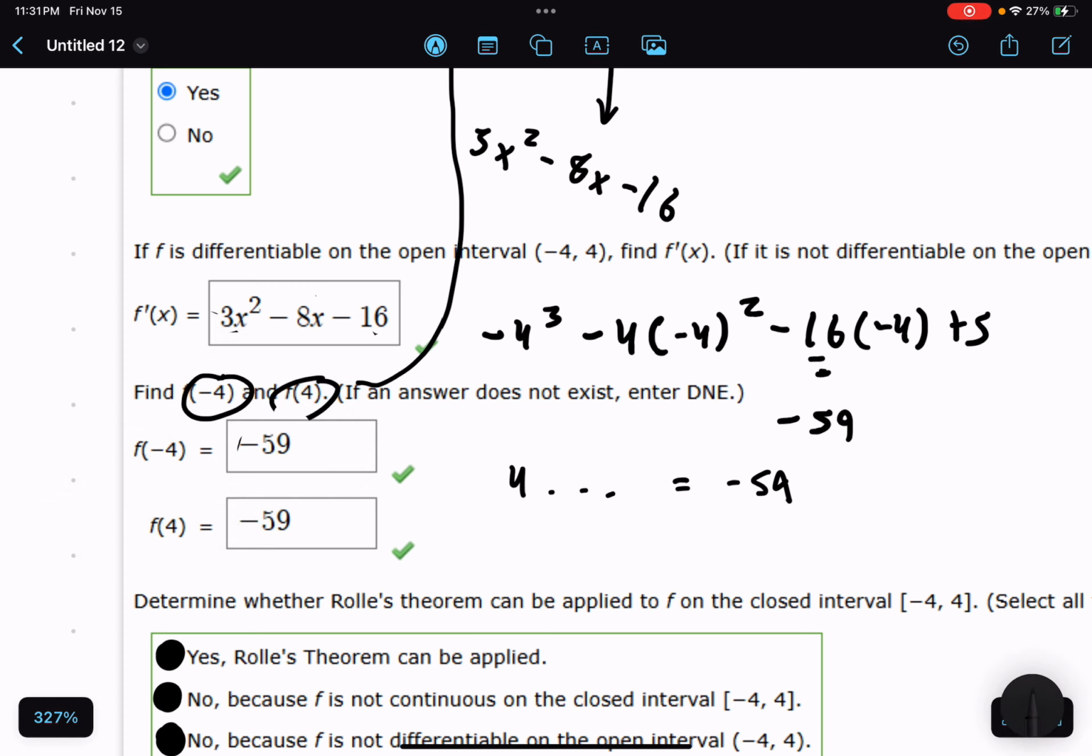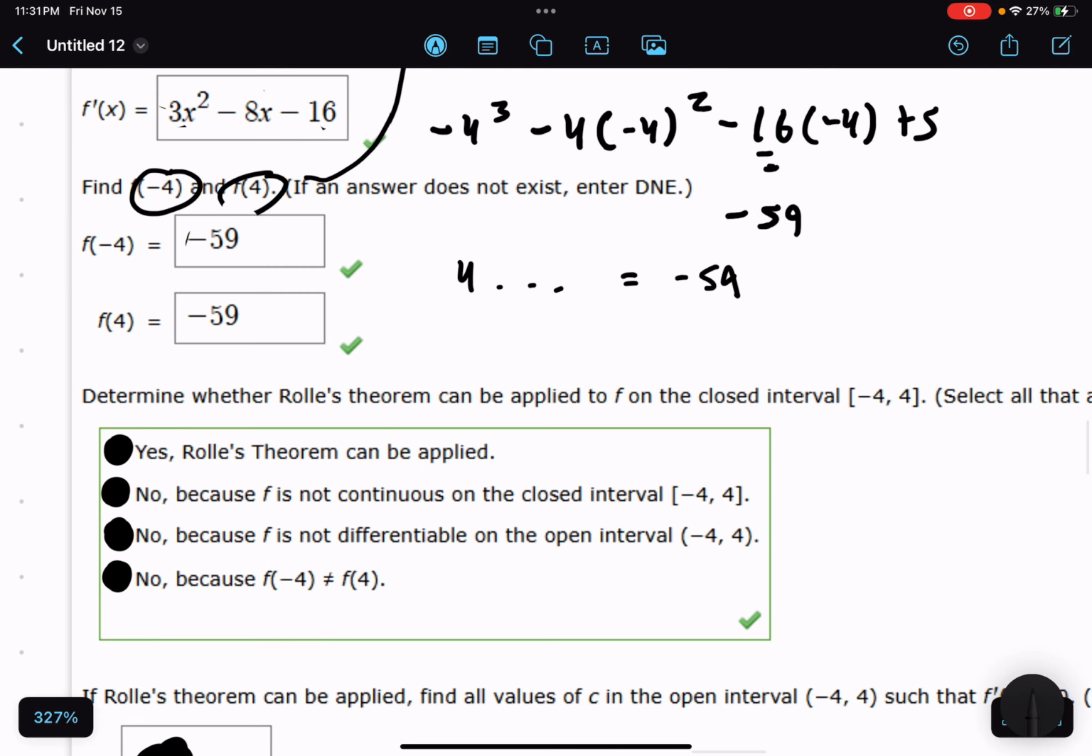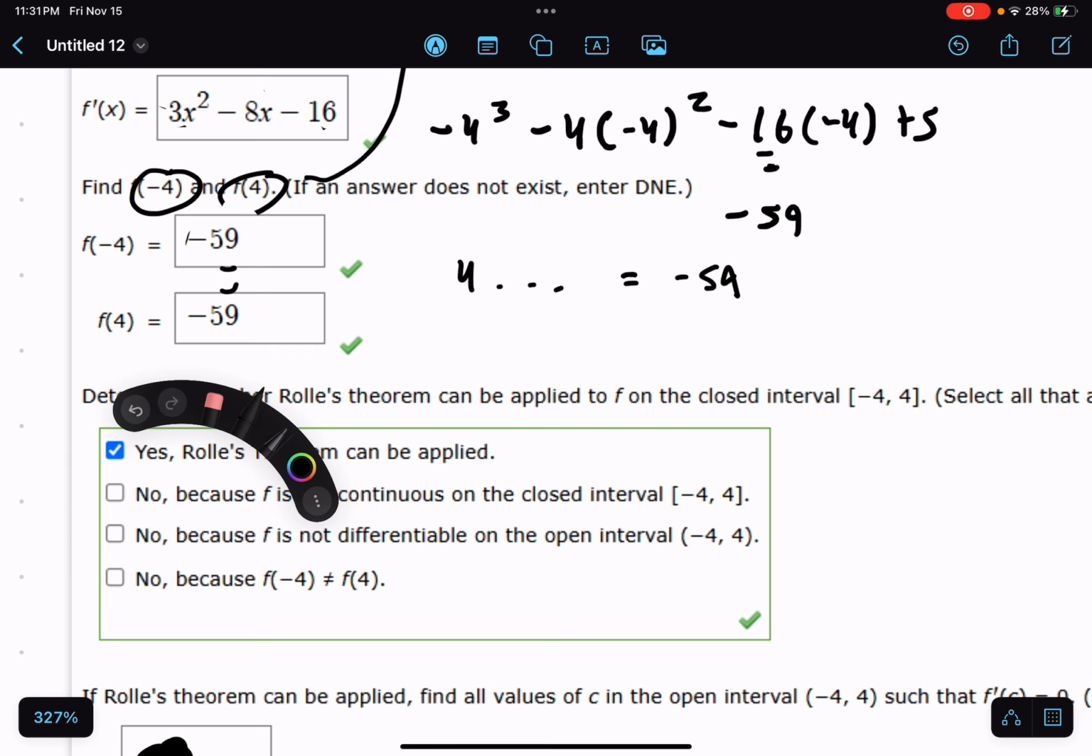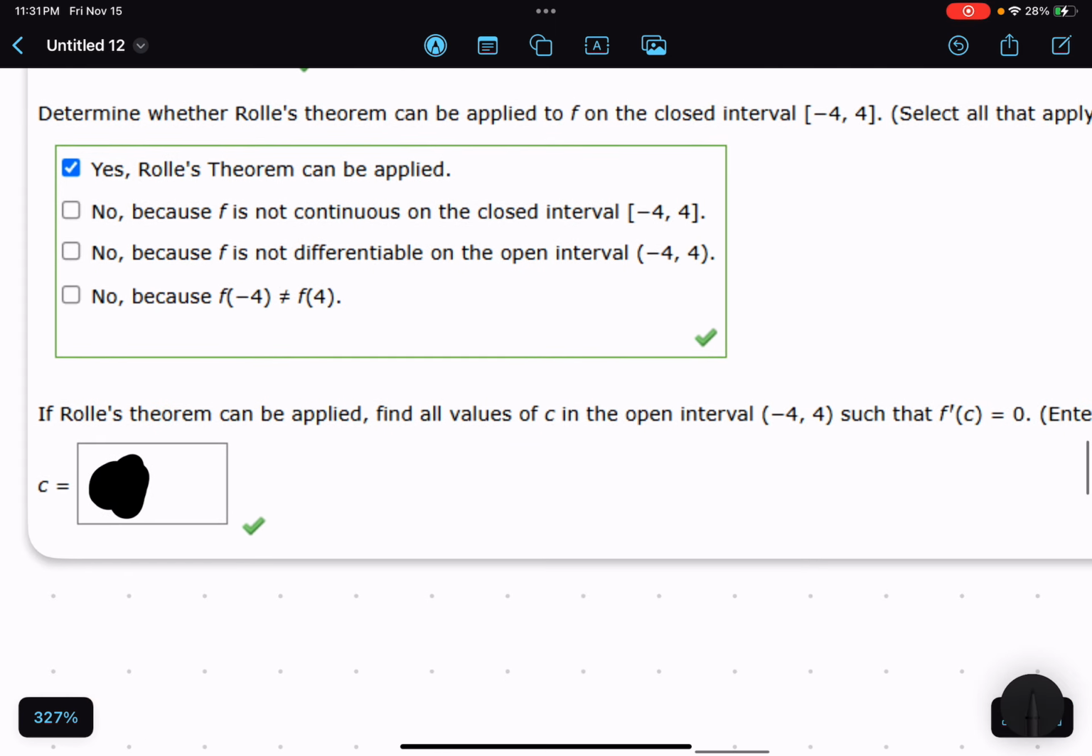And so when it asks to determine whether or not Rolle's theorem can be applied to f on the closed interval -4, 4, the answer would be yes, because not only do these two values match, which basically just means that it's continuous, it's also differentiable, the function, which we figured out beforehand. So yes.